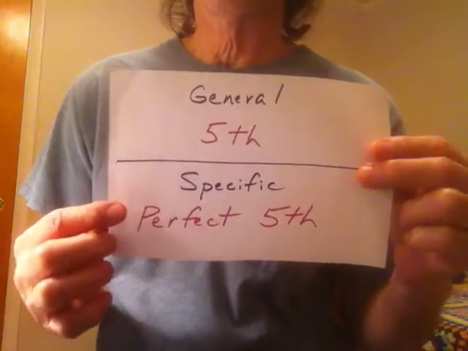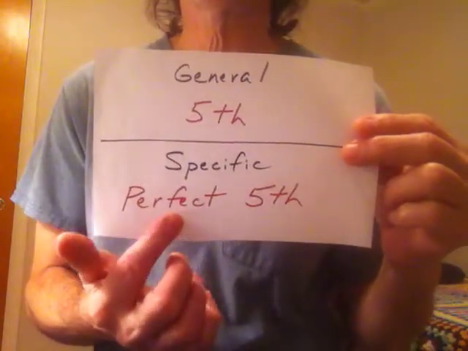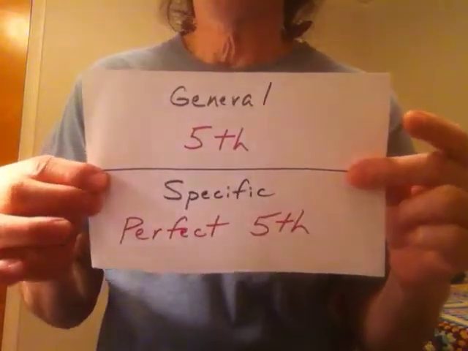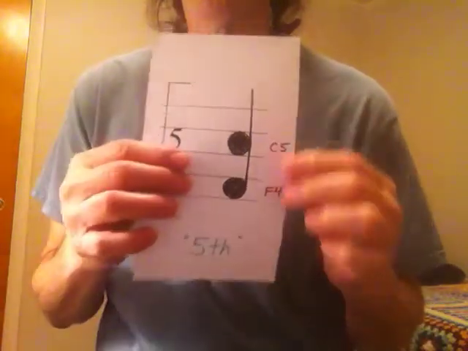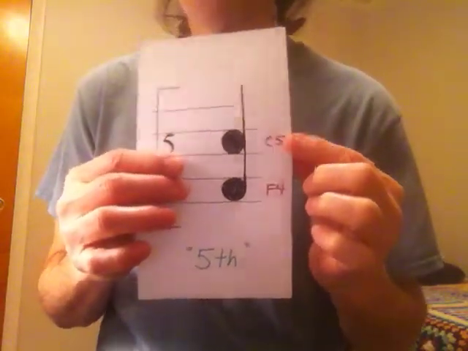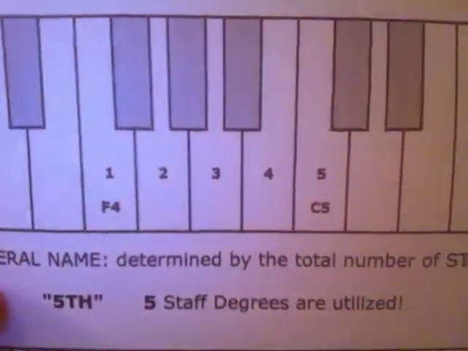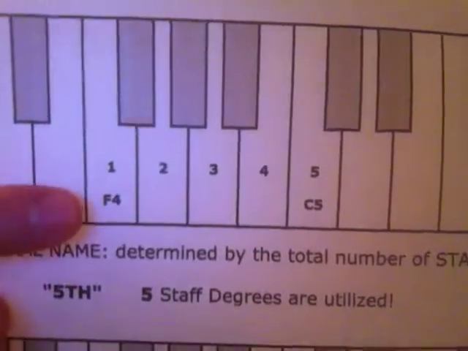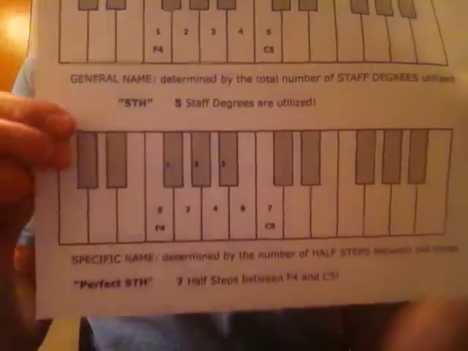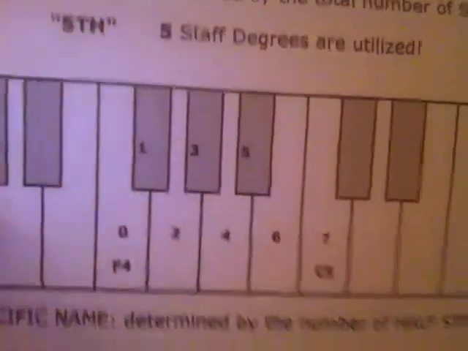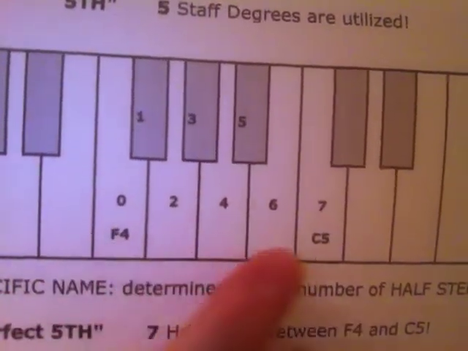So today we're going to talk about how we even have specific names, how they were determined, how they came about. I showed you in this sample interval, with an F4 root and a C5, that the general name was determined by the number of staff degrees used. I showed you that clearly. And I also told you that the specific name was determined by how many half steps there are between the root and the higher tone. I showed you that. But you might be thinking, well, who came up with these names?